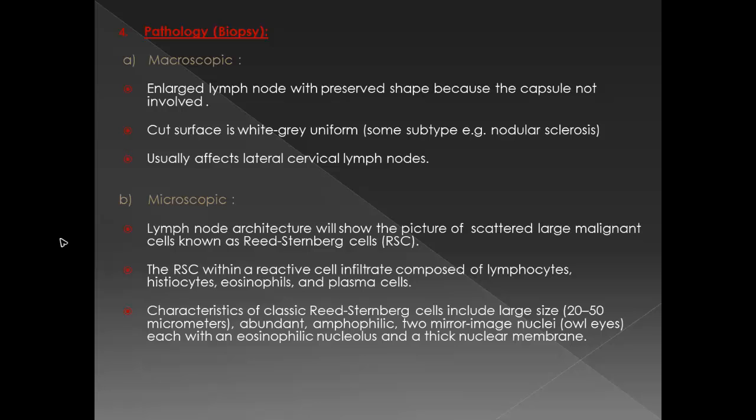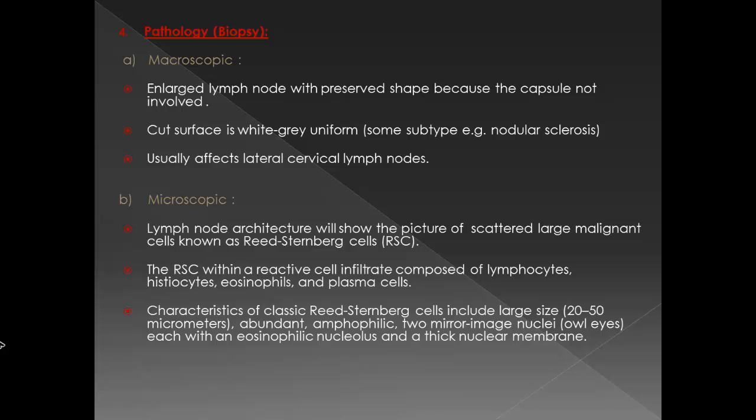Fourth, pathology using the biopsy, macroscopic or gross picture. Enlarged lymph node with preserved shape because the capsule is not involved. Also, when we do a CAT scan, it will appear white-gray and uniform. Some types, like nodular sclerosis, usually affect the lateral cervical lymph nodes.